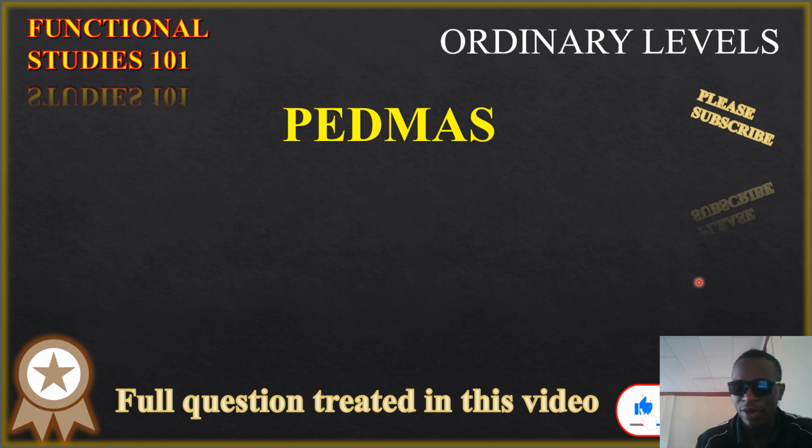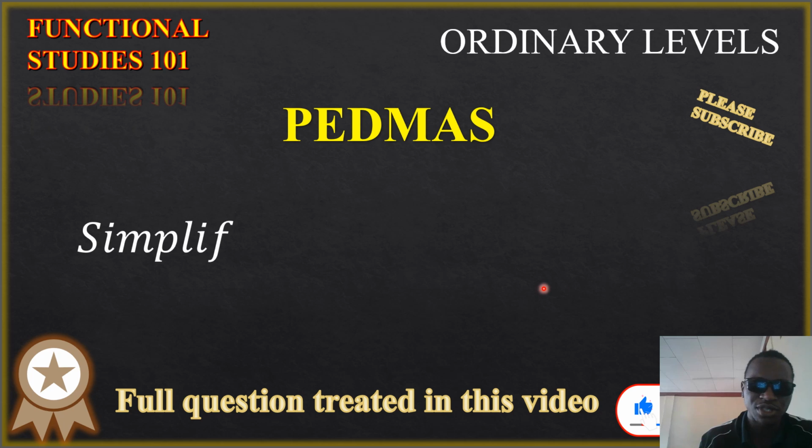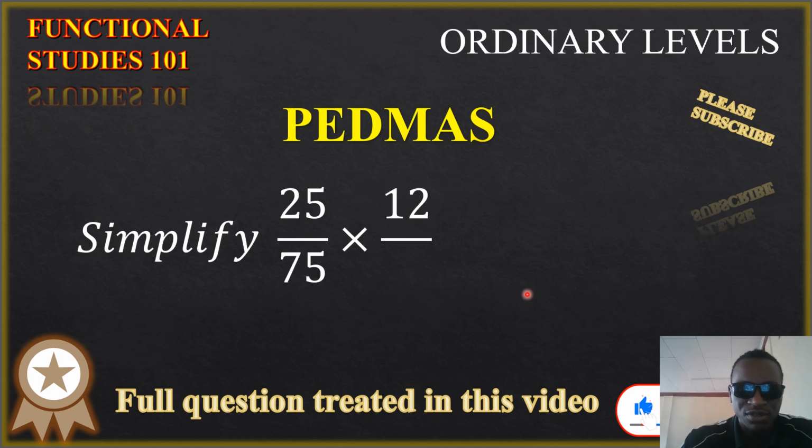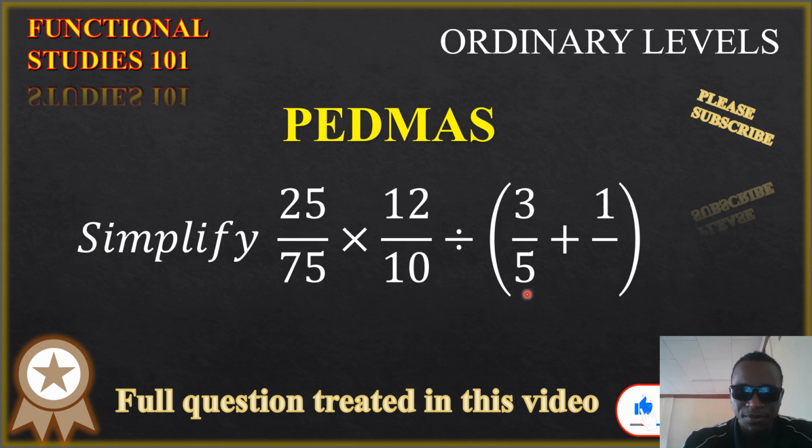So students, we are going to be looking at how to simplify this expression: 25 on 75 multiplied by 12 divided by 10. That fraction is divided by a certain bracket, 3 on 5 plus 1 on 7 inside the bracket, and the result is subtracted with minus 4 on 7. So this is the question we are going to be looking at in this presentation.